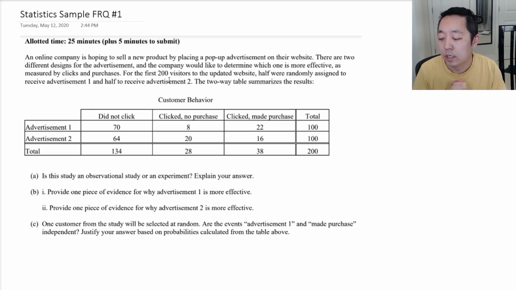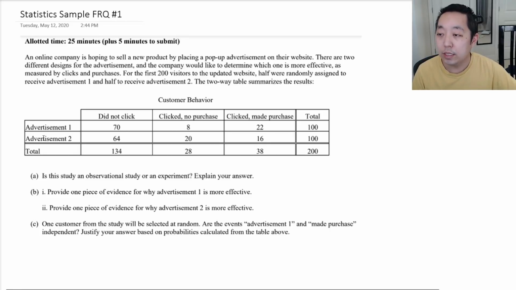Okay, so let's start. An online company is hoping to sell a new product by placing a pop-up advertisement on their website. There are two different designs for the advertisement. The company would like to determine which one is more effective, as measured by clicks and purchases. For the first 200 visitors to the updated website, half were randomly assigned to receive advertisement 1 and half to receive advertisement 2. The two-way table summarizes the results. A. Is this an observational study or an experiment?